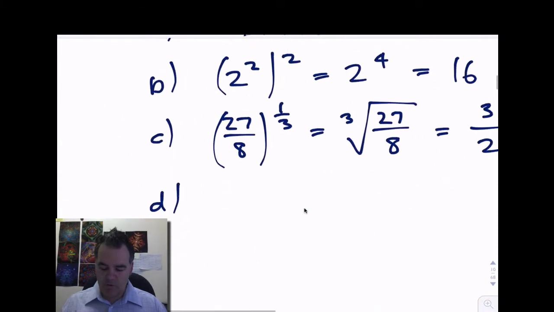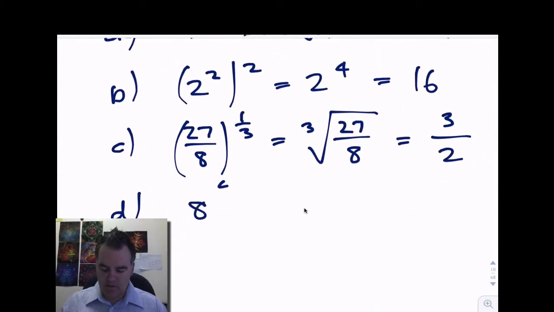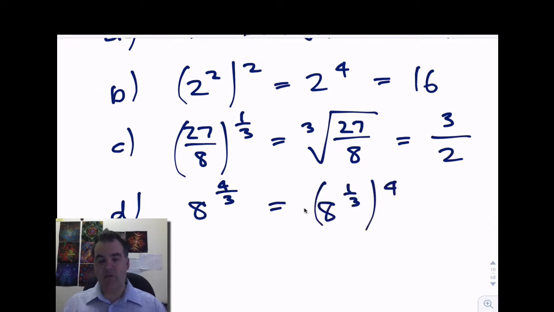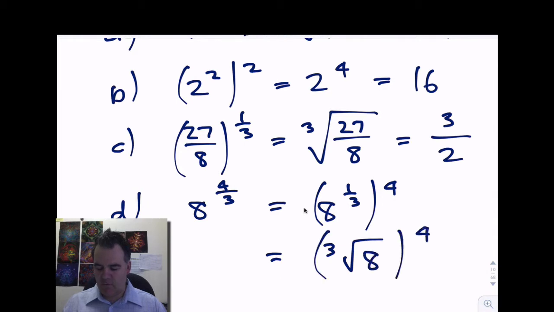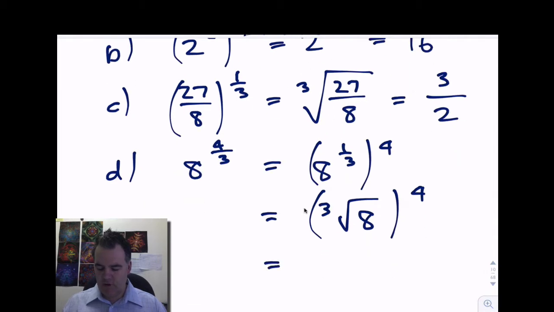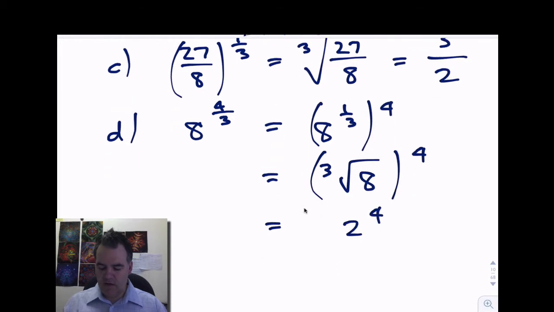8 to the power of 4 over 3. Okay, so let's use what we know about fractional indices. The bottom line here, 8 to the power of a third, is the cube root. So we could write it like this: 8 to the power of a third, to the power of 4. And so I know that this is the cube root of 8 raised to the power of 4. So the cube root of 8 is 2, and the answer to that one is 16.